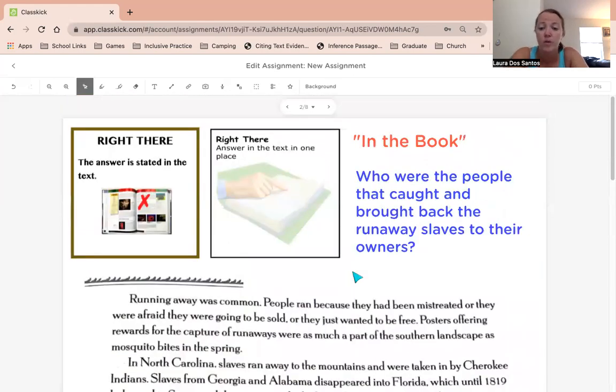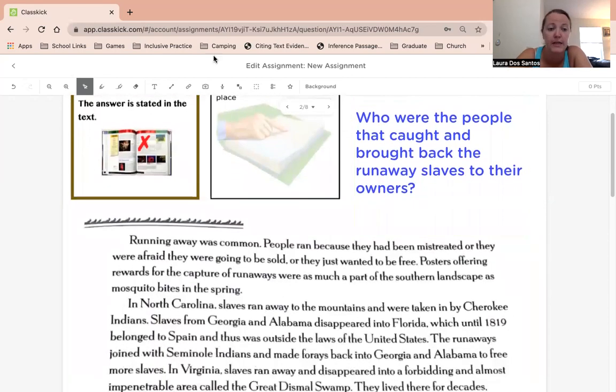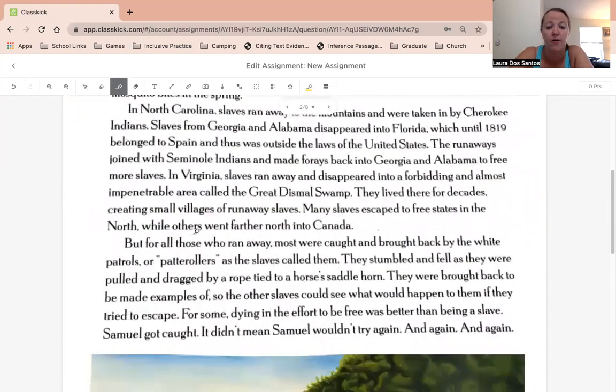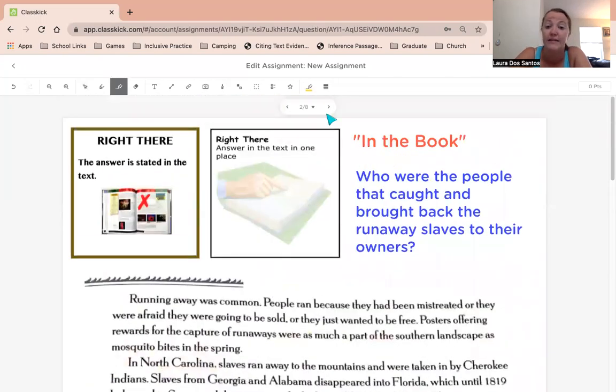So my question is, who were the people that caught and brought back the runaway slaves to their owners? Who? This should be explicitly stated right there in the text. Let's see if I can find that answer. Well, they talked about getting caught in the last paragraph. So I have here that they were caught and brought back by white patrols or paddy rollers, as the slaves called them. So I think my answer is paddy rollers. The author explicitly states this right there in the text.